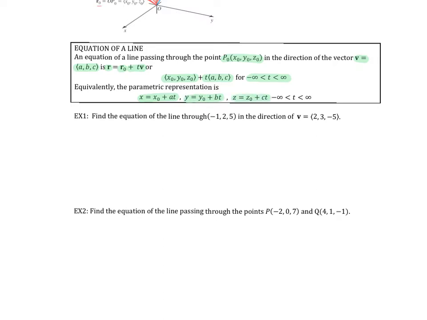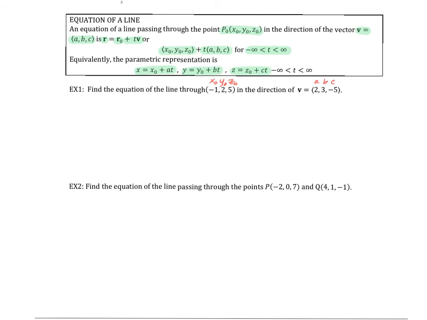Example 1, we want to find the equation of the line that is passing through the point -1, 2, 5, and it's going in the direction of this direction vector v. So the -1, 2, 5 would be our x sub 0, y sub 0, z sub 0, and the vector v would be the a, b, and c in the equation.